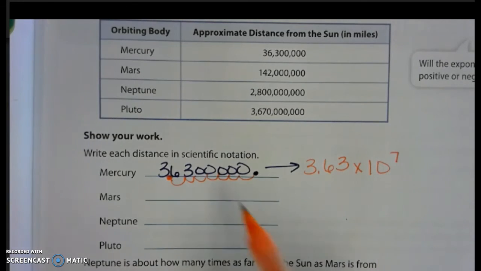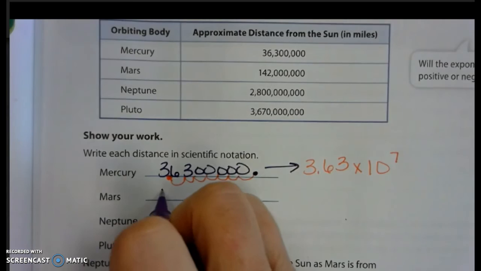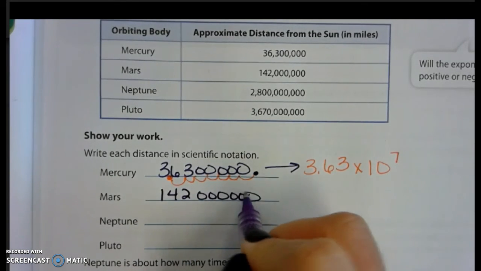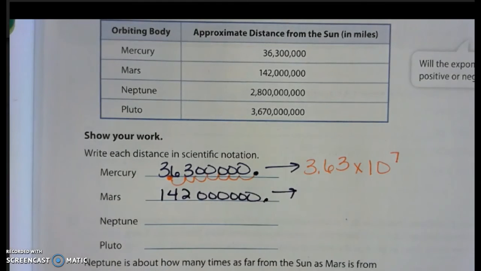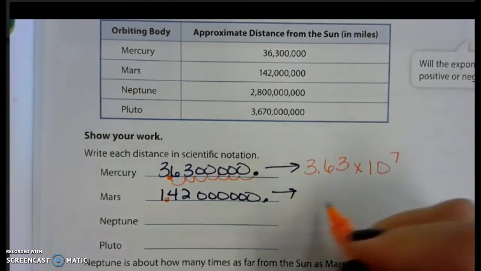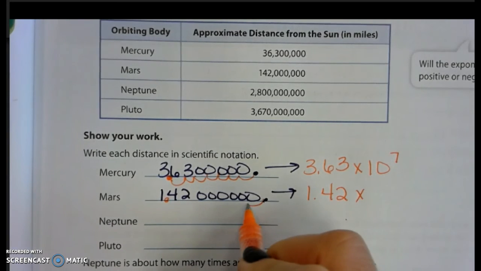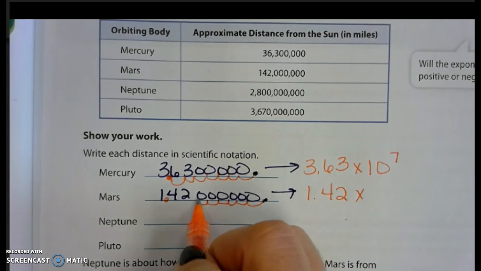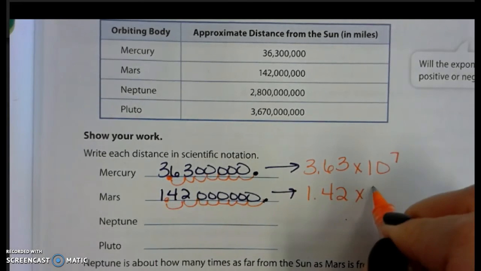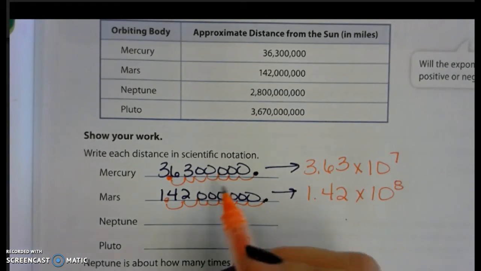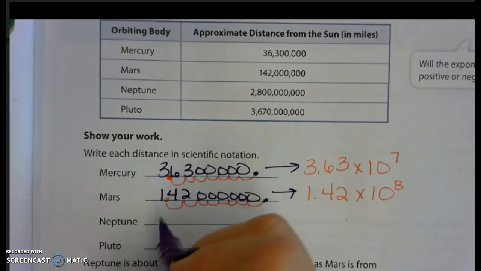For Mars, I've got 142 million. I'll use my implied decimal at the end. I want to move it to where it becomes 1.42. And then I count 1, 2, 3, 4, 5, 6, 7, 8. This one had 8 place values represented. Again, the number was greater than 1. We moved it to the left. The exponent is positive.